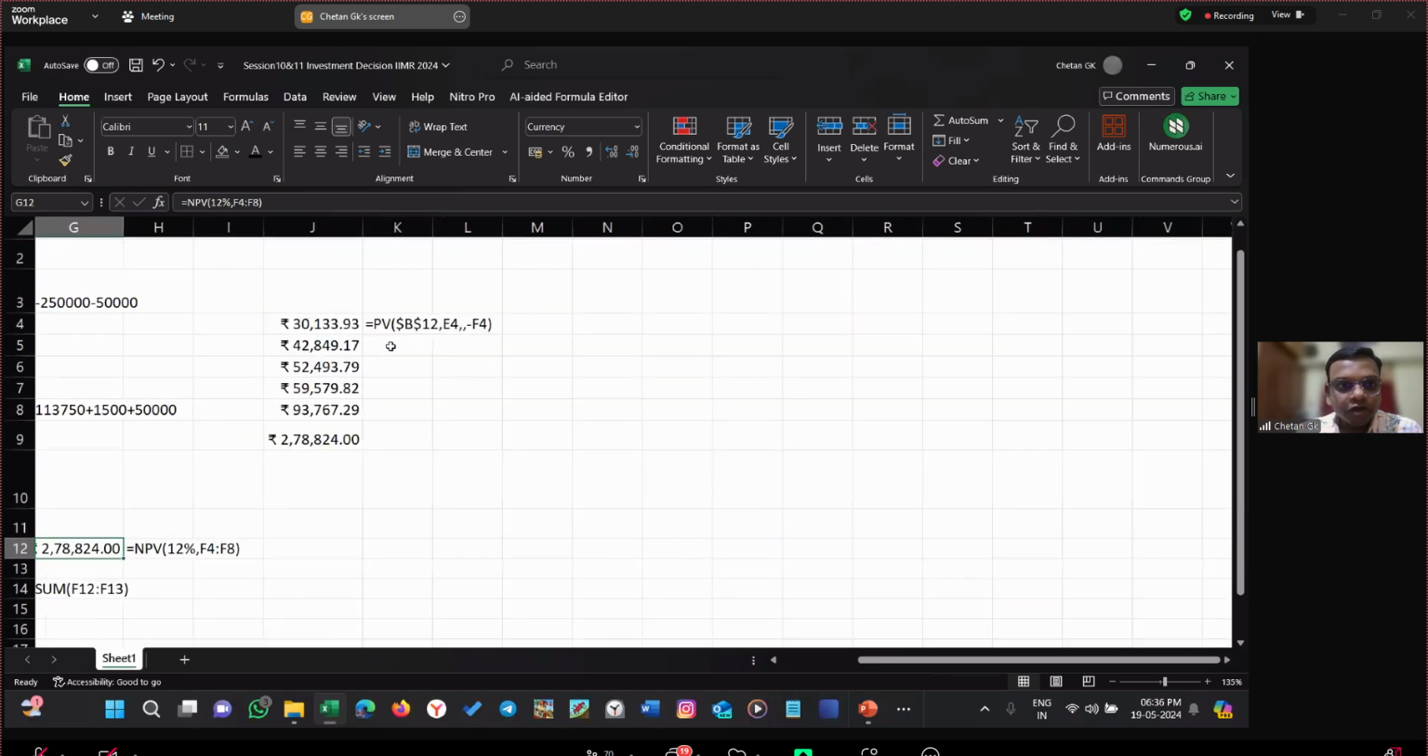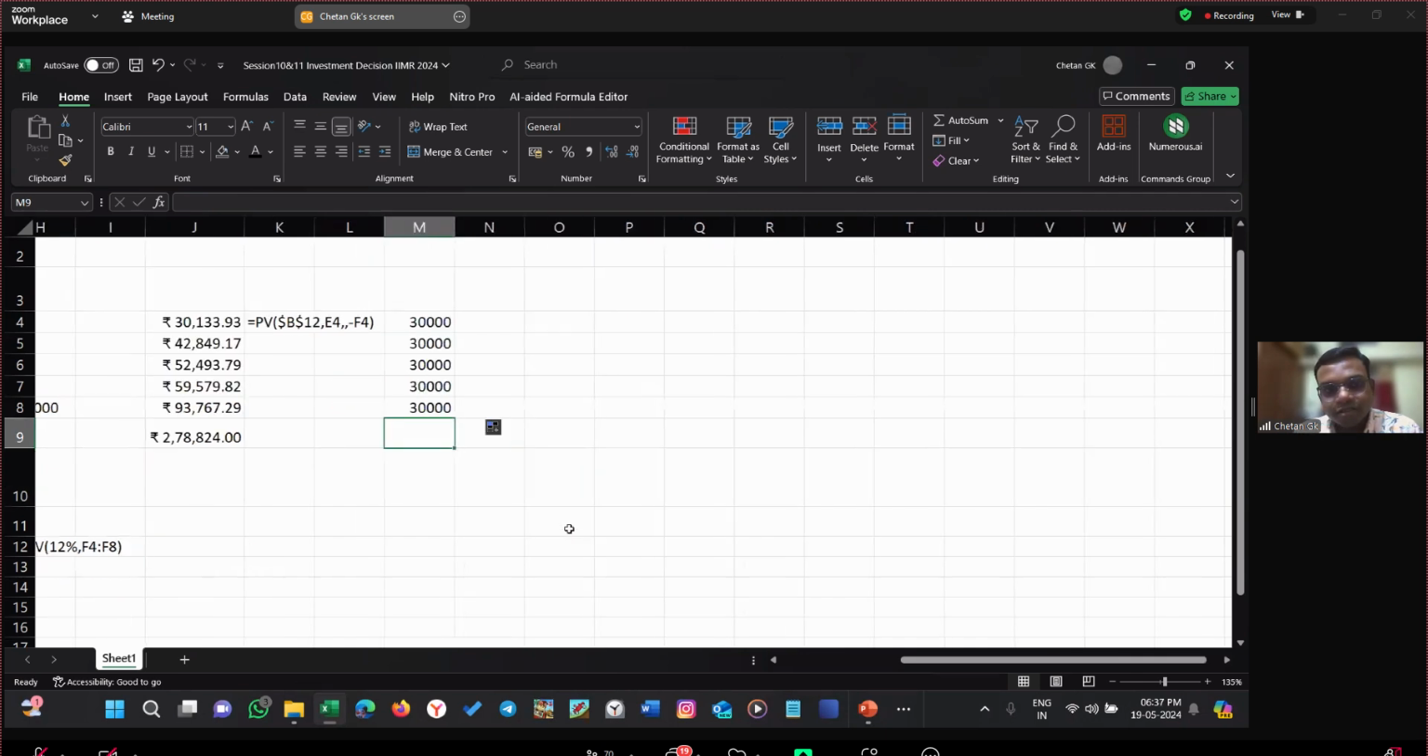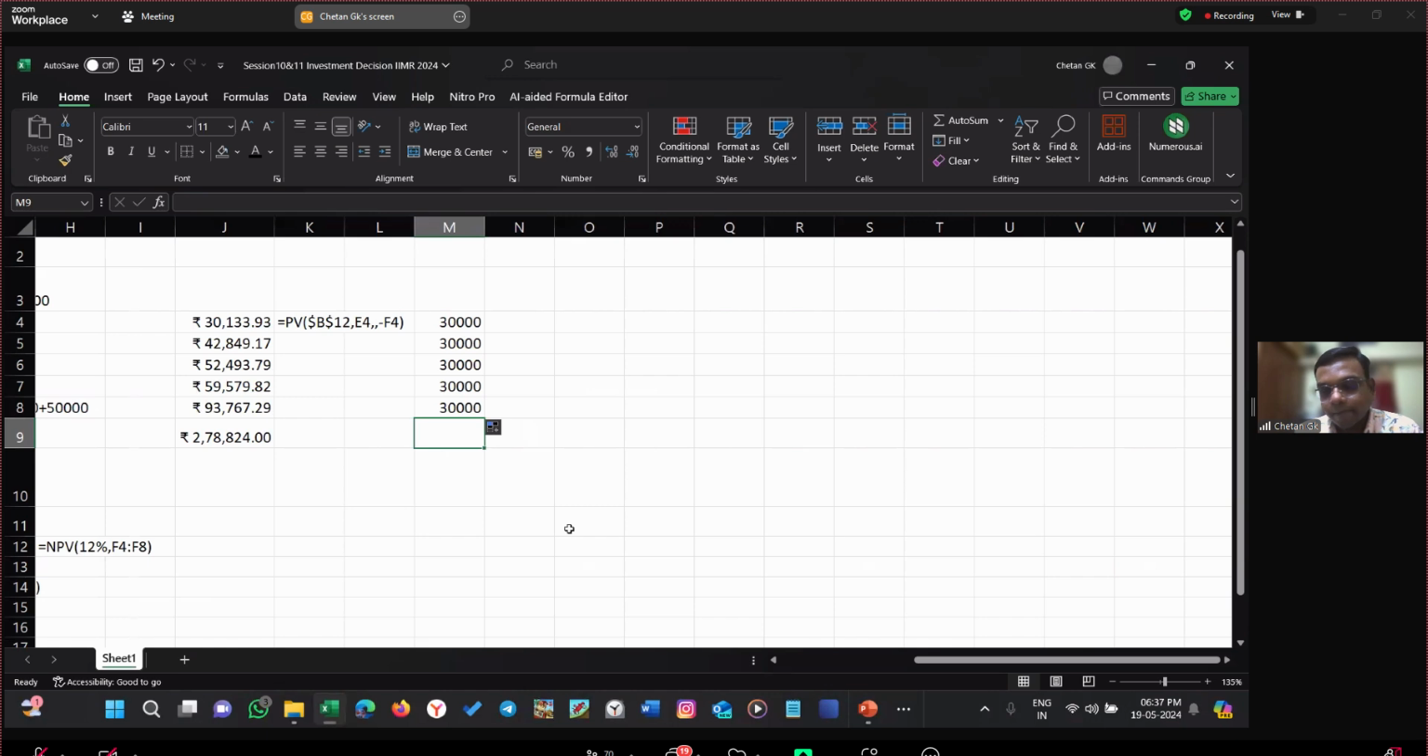Okay. So supposing that instead of 30, 42, 52, 59, 93, assume that everything else is, let's say, 30,000. All are 30,000. How would you have done this? Tell me, quick. Straight away subtract the 1 and 1.5 lakhs. No, these are happening at 1, 2, 3, 4, 5 years. These are not happening in year 1. Okay. How would you have done this?